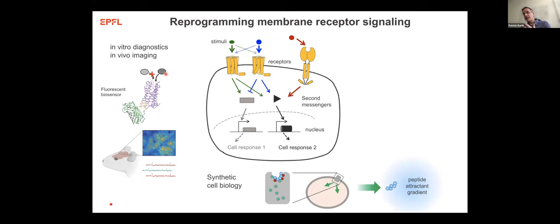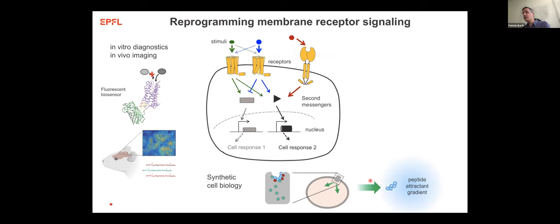Within the context of synthetic cell biology, if we were able to design membrane receptors that can sense and recognize particular subclasses of peptides or proteins, and then couple the sensing to the activation of complex cellular machineries, we should be able to control, in a way, cellular behavior. In the particular case I mentioned here, we could control cell migration.